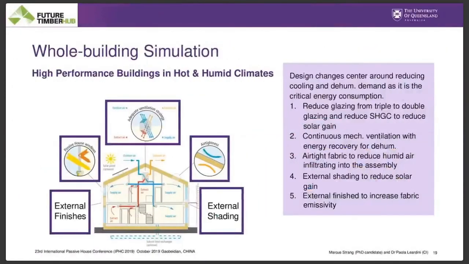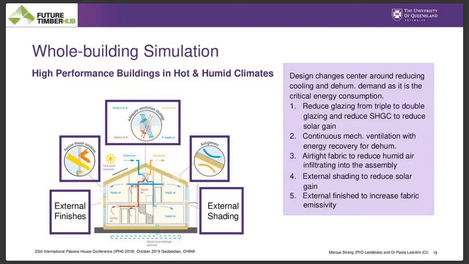So we're all quite used to this image of the normal passive house principles. In hot and humid climates, it actually changes somewhat. We have our windows, in which we want to reduce the solar heat gain coefficient to reduce the amount of solar radiation coming into the building and increasing overheating. We want to use an energy or enthalpy ventilation strategy. And we want to ensure that it's a very airtight building to reduce the amount of moist air coming into the assembly.